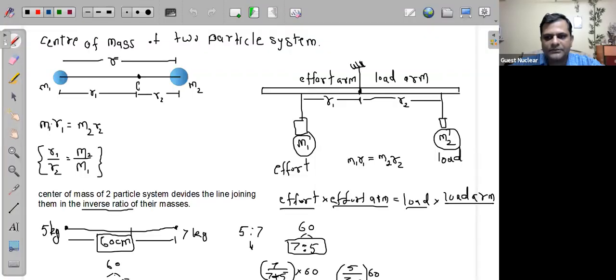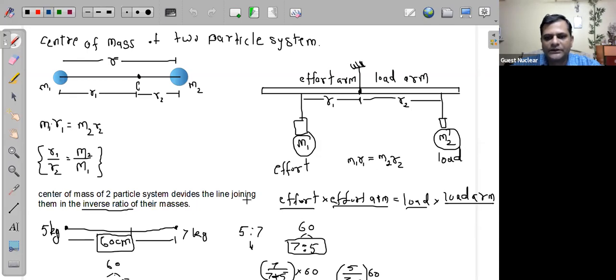Yes. So let us see the next topic in this chapter, laws of motion. Maybe this may be the last topic in this chapter. That is about the center of mass. Already we have seen the concept of center of mass last time. And we have seen that the center of mass of two particles always divides the line joining them in the inverse ratio of their masses.